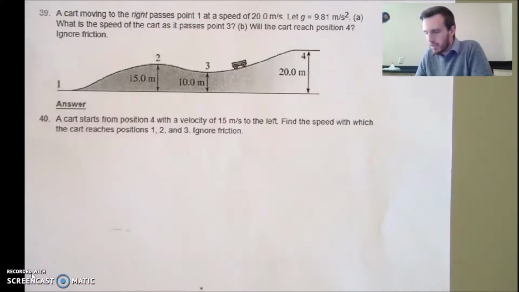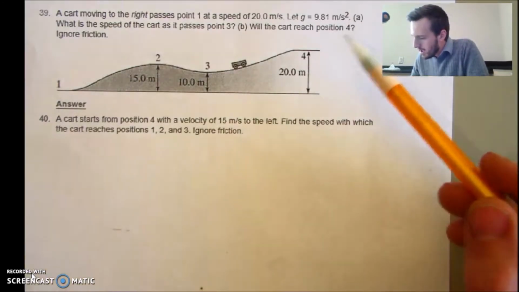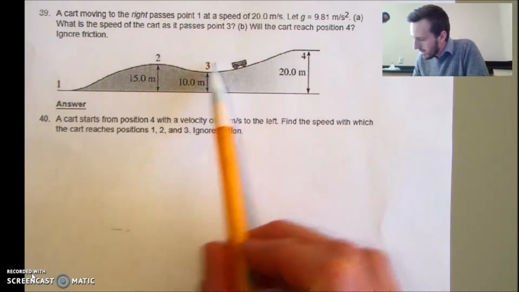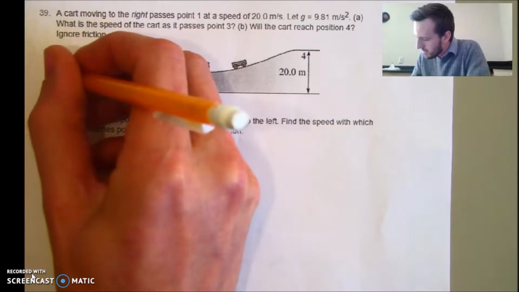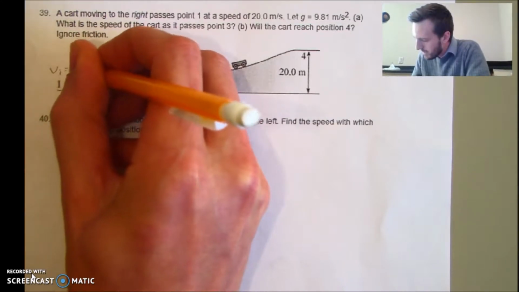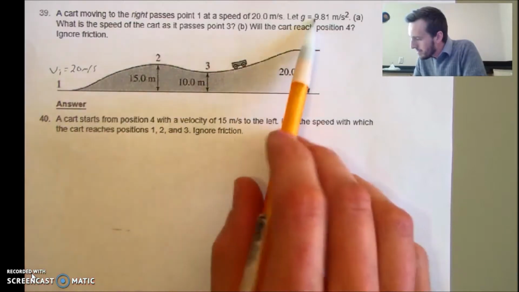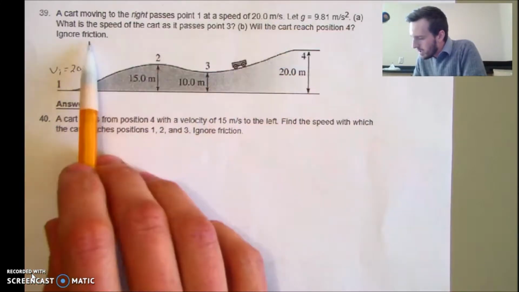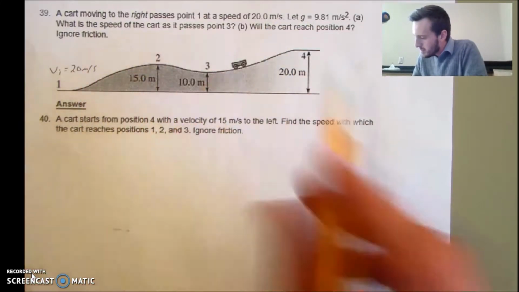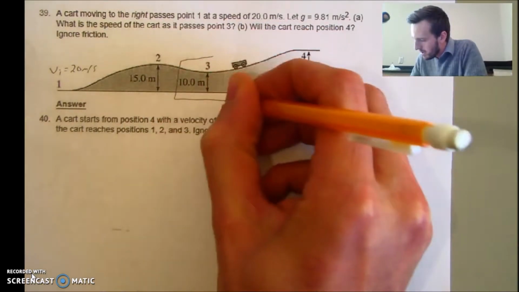Alright, so ladies and gentlemen, let's take a look at a conservation of energy problem. A cart moving to the right passes point 1 at a speed of 20 meters per second. Right away we want to write down our list of knowns and label our diagram. Let g equal 9.8. What is the speed of the cart as it passes point 3?